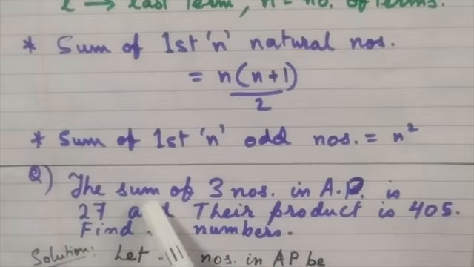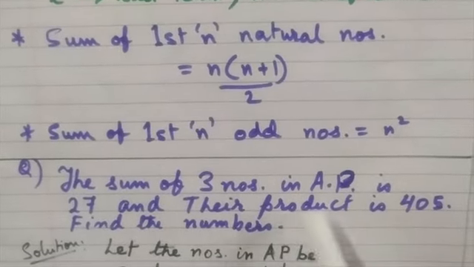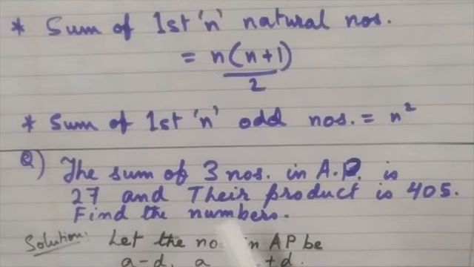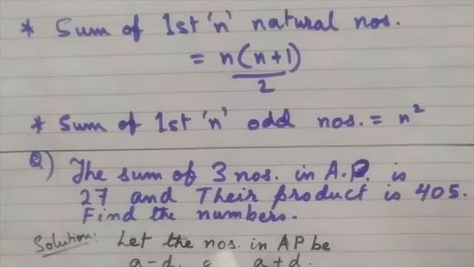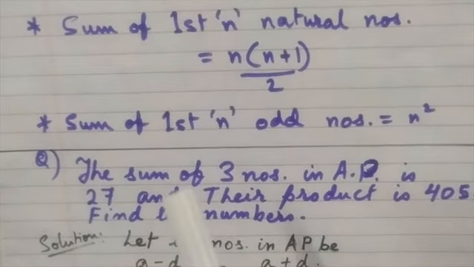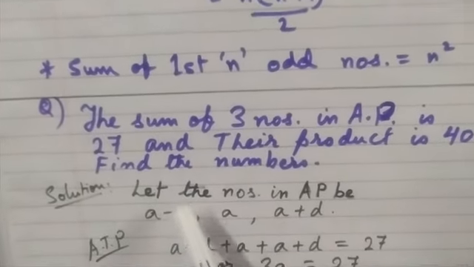Now here is a question. The sum of three numbers in AP is 27 and their product is 405. Find the numbers. Now in the previous class I asked you to take a few assumptions, like if three numbers are in AP, what you are going to assume, if four numbers are in AP, what you are going to assume, etc. Now why those assumptions, I am going to explain here.